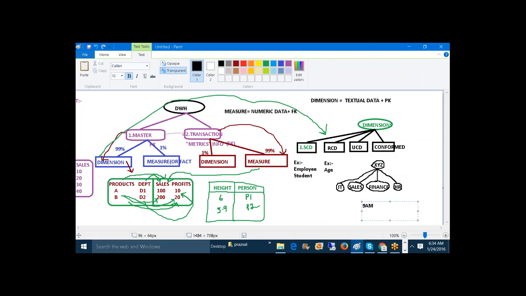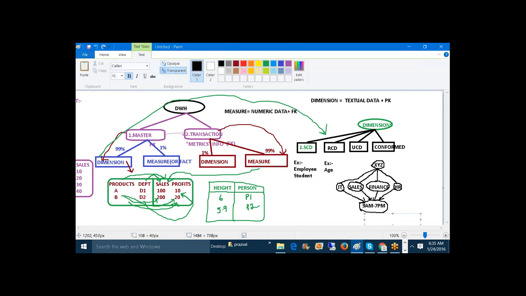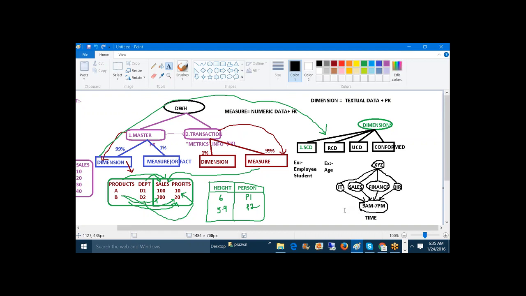Usually they'll start their work at 9 a.m. in the morning and they will end their work at 7 p.m. So they commonly share one thing known as time. They work at the same time. So these different business segments are sharing one common thing known as time. So time is the best example for the conformed dimension. This time is commonly shared between the multiple business segments. So if one dimension is commonly shared by the multiple business segments, then such a kind of dimension is known as the conformed dimension.